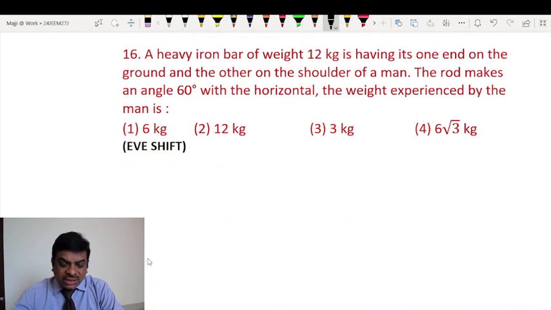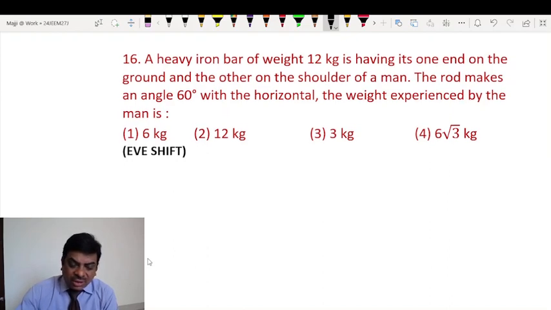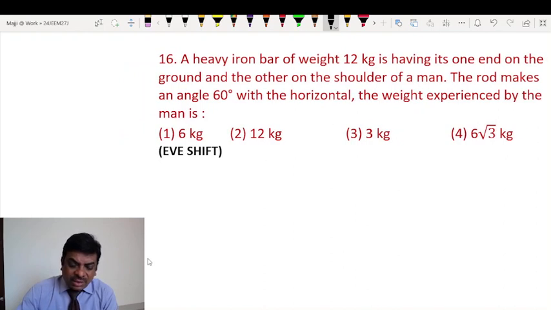Coming to question number 16. A heavy iron bar of weight 12 kg is having its one end on the ground and the other on the shoulder of a man. The rod makes an angle 60 degree with the horizontal. The weight experienced by the man. So even though they are asking weight, students, we can see the units are kgs. In other words, they are asking weight in terms of kg weight.